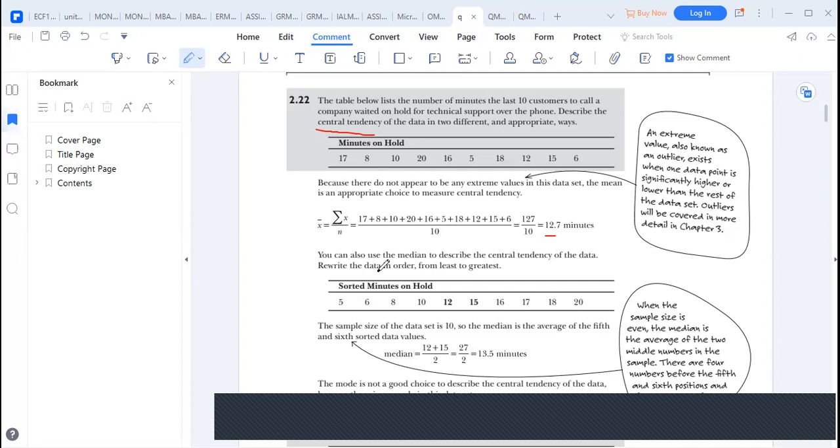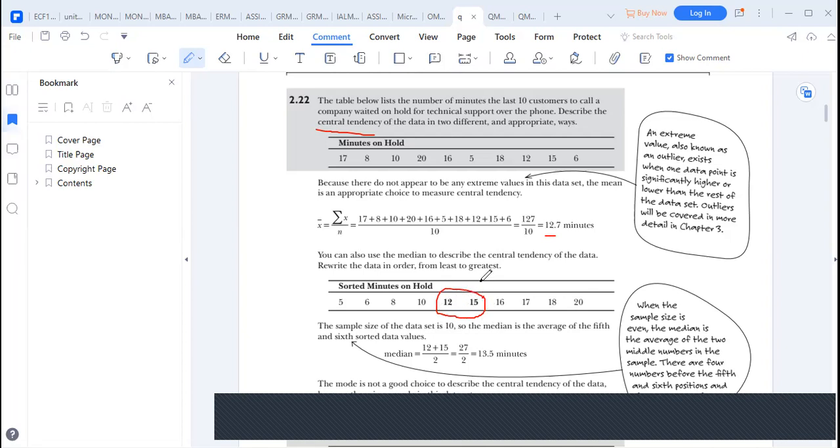So in this data set, we're going to have the 5th and the 6th in the middle. When we identify the numbers, 1, 2, 3, 4, instead we have 1, 2, 3, 4. So there are two numbers in the middle here. We have 12 and 15. So these both fall in our median.